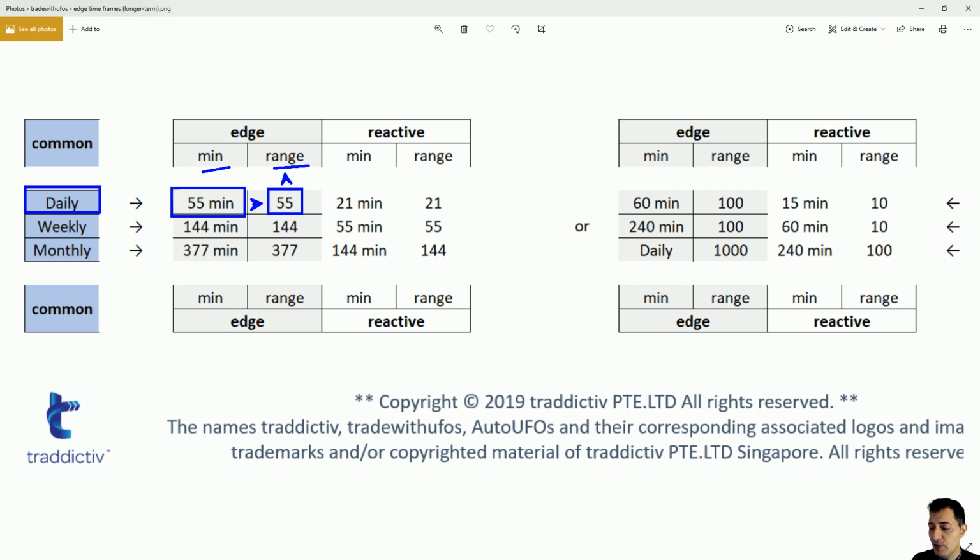But if you happen to be a trader who is very perfectionist, a trader that doesn't mind spending a few more minutes every time you plan a trade, then combining range and minutes would be the best way to go.